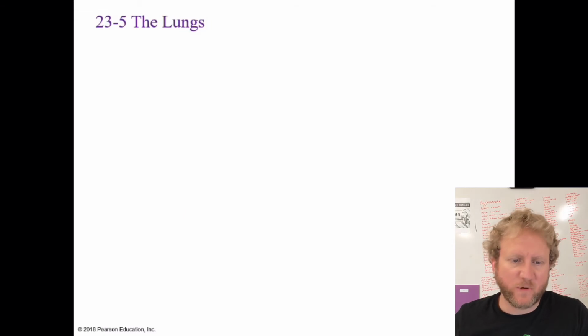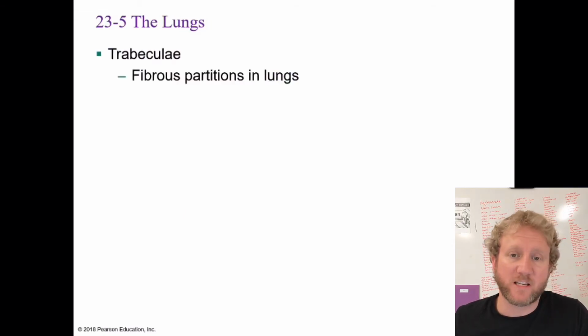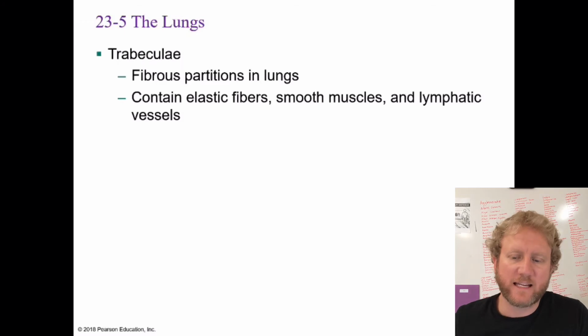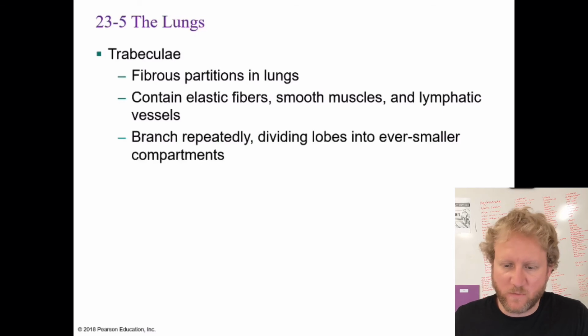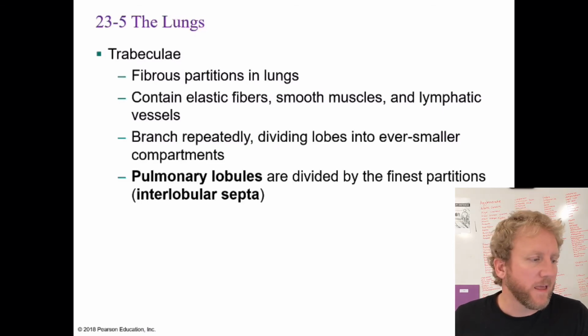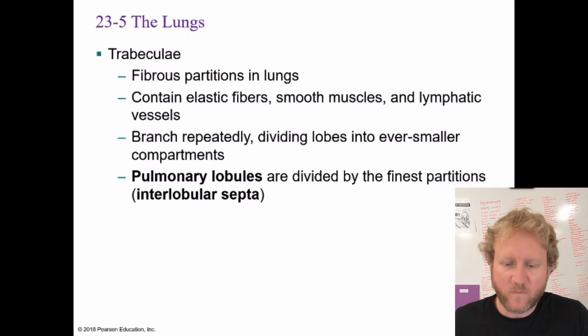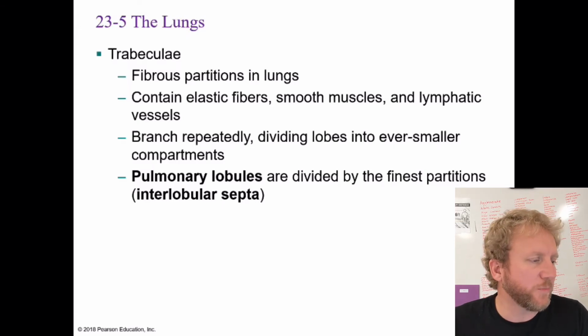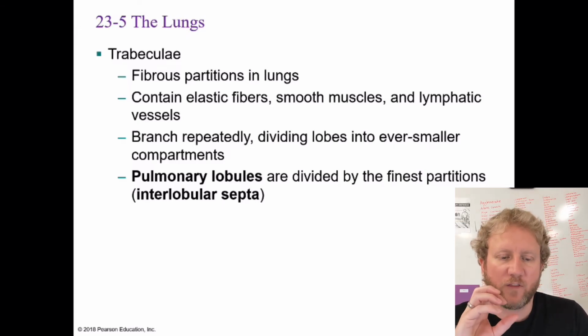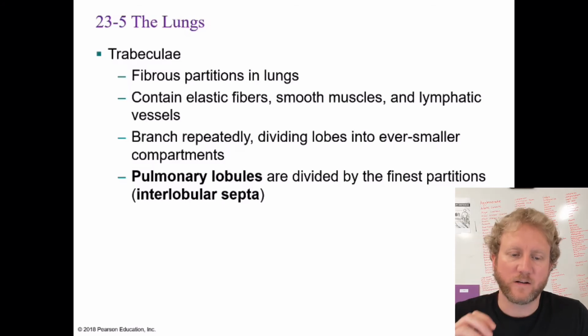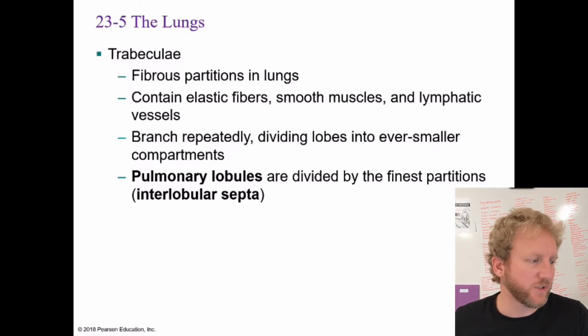Within the lungs, we have tissue known as trabeculae. Trabeculae are the fibrous partitions within the lungs. They contain elastic fibers, smooth muscles, and lymphatic vessels as part of the immune system, sort of a drainage system, basically. These divide the lobes into smaller and smaller compartments, and the pulmonary lobules are divided by the finest partitions known as the interlobular septa. So the pulmonary lobules are the smallest divisions of the lungs, bound by these fibrous partitions.